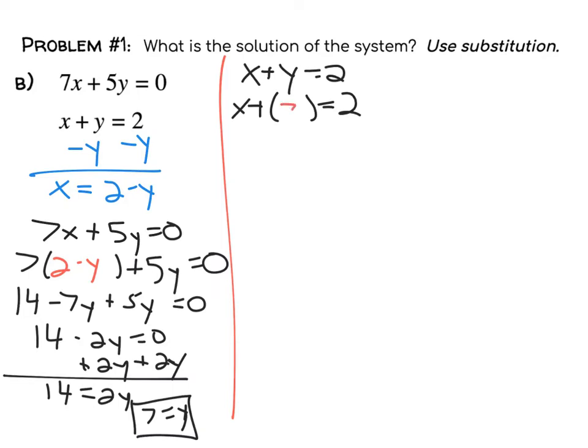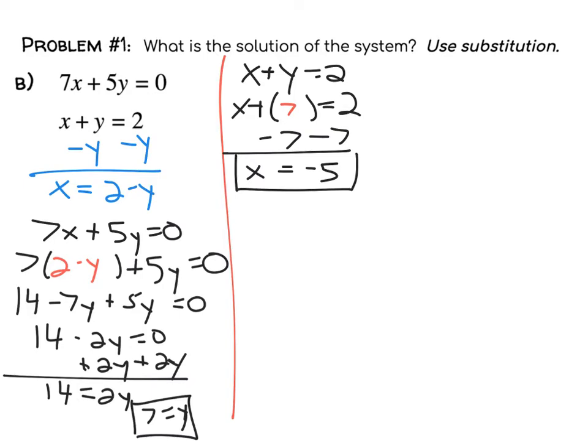And you substitute in. What is y? y is 7. So now we have x plus 7 equals 2, so I'm going to subtract 7 from both sides. I'm going to get x equals negative 5. That seems to be the answer.